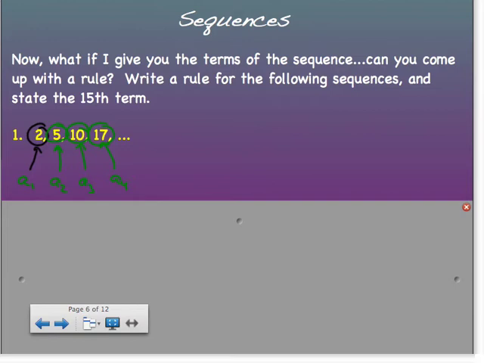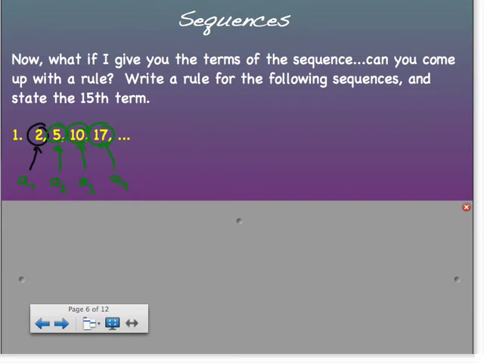How does 1 relate to 2? How does 2 relate to 5? How does 3 relate to 10? How does 4 relate to 17? Okay, and guys, right away, to be honest with you, it's not the easiest thing in the world to go ahead and describe and come up with a rule. You got to think a little bit. You got to be a little creative in terms of how you come up with these numbers.